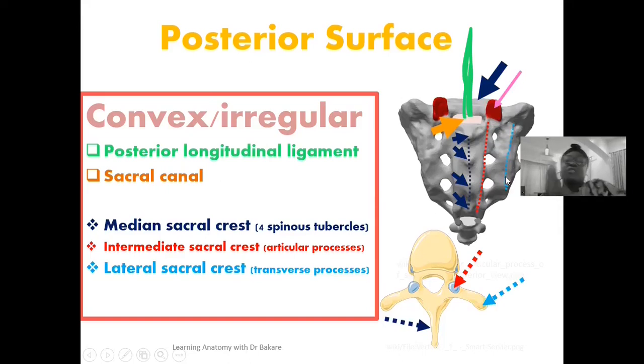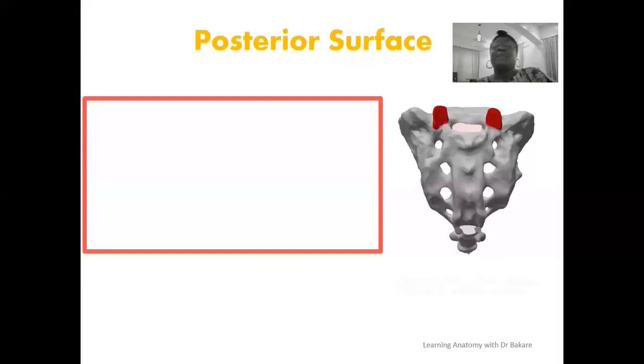And of course, we'll be having 2 lateral sacral crests. We'll be having one on this side, and we'll be having another one on the other side. Also elaborating more, it's good for us to know the individual structures of the vertebrae that are responsible for the formation of the median, the intermediate, and also the lateral sacral crest. So, delving more into the posterior surface, having highlighted the different sacral crests using our previous slide, for this slide we'll be looking at the posterior sacral foramina.